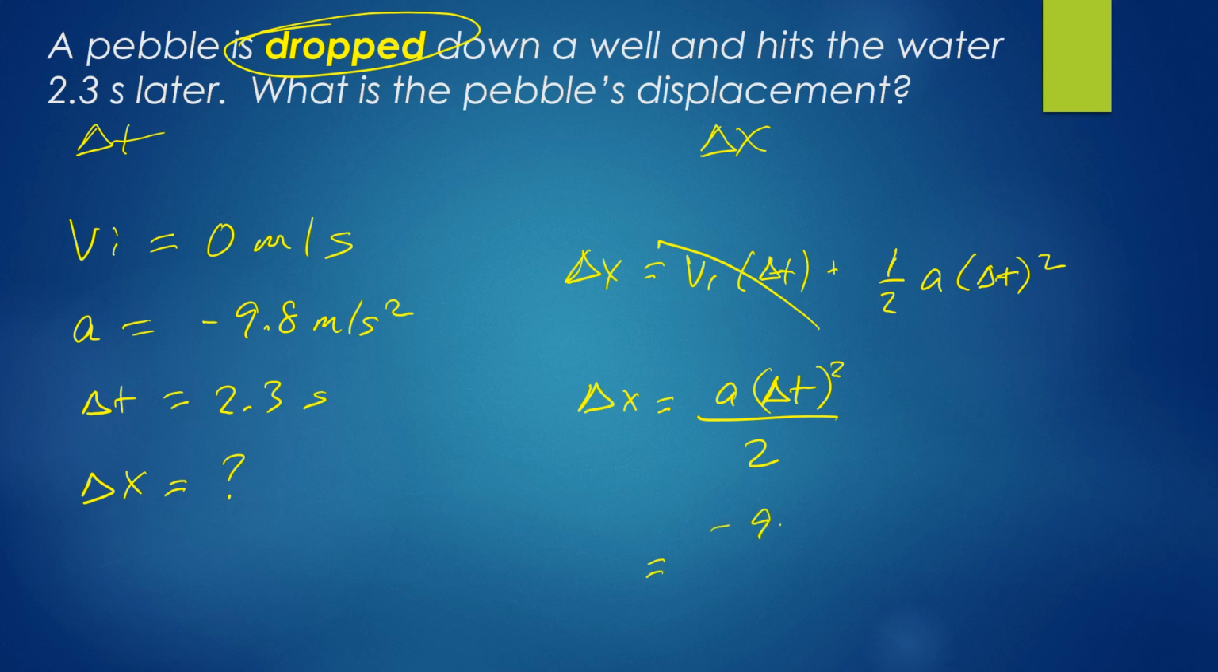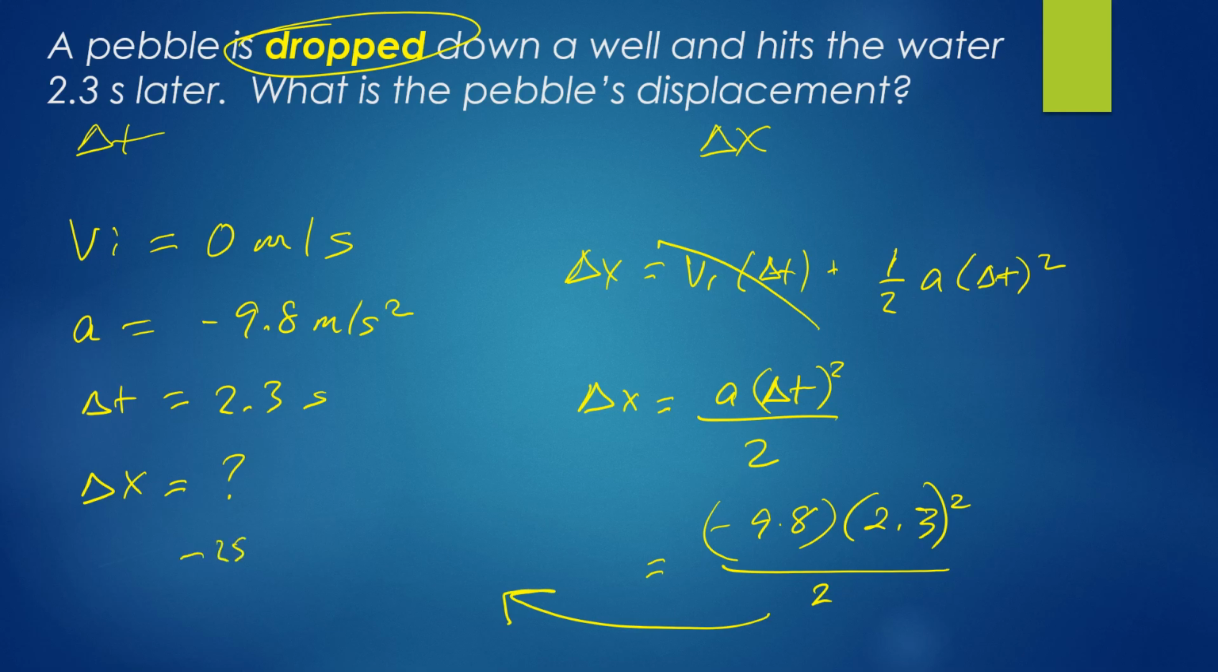So negative 9.8 times 2.3 squared divided by 2. The answer I get for this is negative 25.921, 2 sig figs, so negative 26 meters. Or if I want to say it in a way that makes sense, remember, negative also implies direction with physics. So this would be 26 meters down.